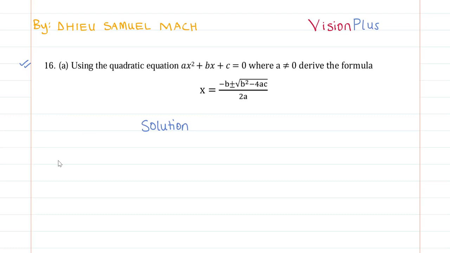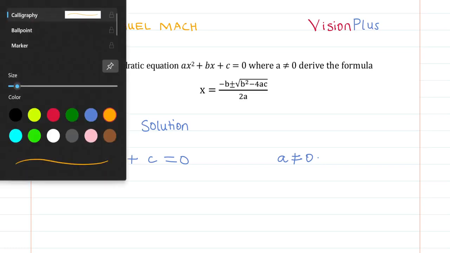The given quadratic equation is ax squared plus bx plus c equals 0. And they have said clearly where a is not 0, because if a is 0, then it becomes a linear equation. So how do we solve this?